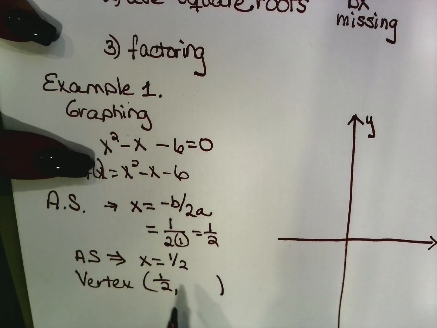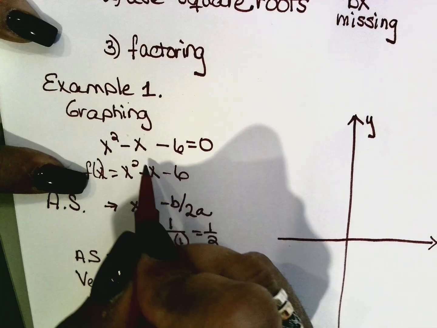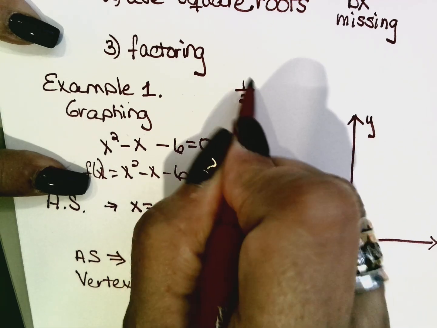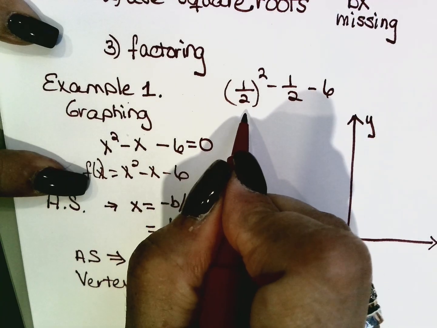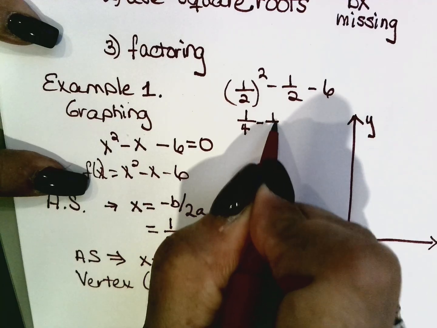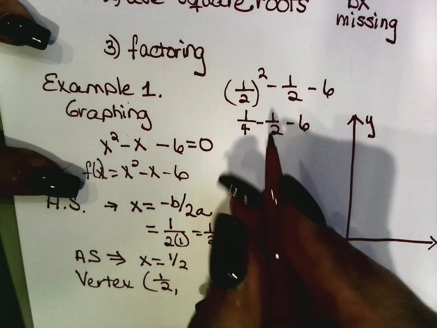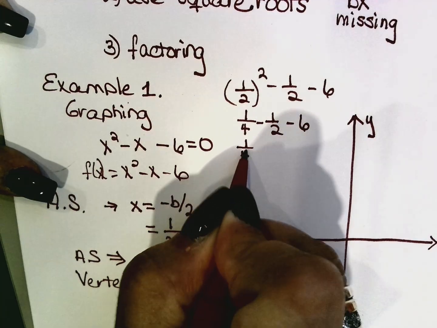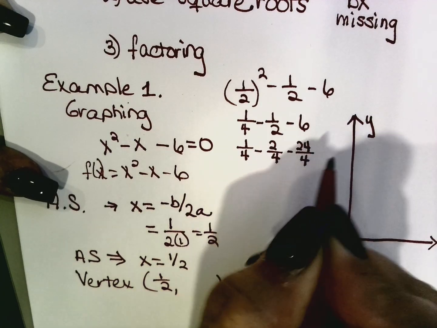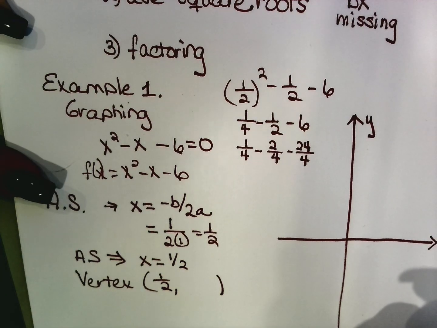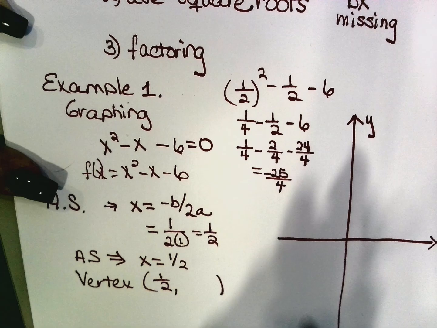So we go back up to our equation and we're going to plug in 1/2 for x and see what it gives us. So wherever there's an x, you're going to put a 1/2. So 1/2 squared minus 1/2 minus 6. This is going to give me 1/4 minus 1/2 minus 6. Again, we want a common denominator so we can add or subtract all of these. So this is going to be 1/4 minus 2/4 minus 24 over 4, because remember, 24 divided by 4 is just 6. And this is going to give me negative 25 over 4.